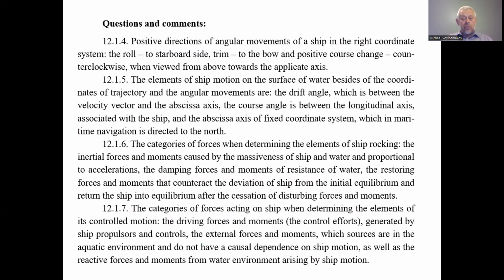12.1.4 Positive direction of angular moments of a ship in the right coordinate system: the roll to starboard side, trim to the bow, and positive course change counterclockwise when viewed from above towards the applied axis. Yeah, for the right coordinate system, that is logical.